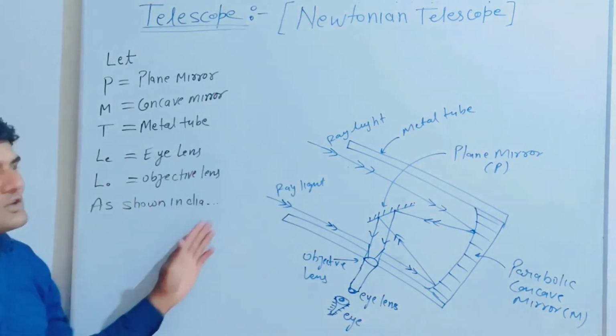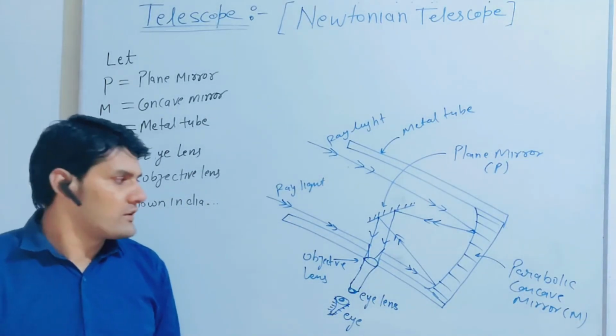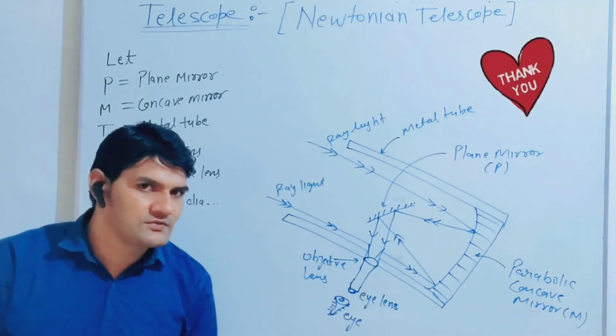This is the construction for the Newtonian type telescope. You can try these diagrams and get good marks for your exams.